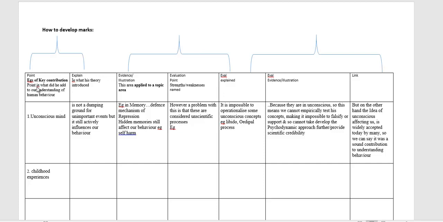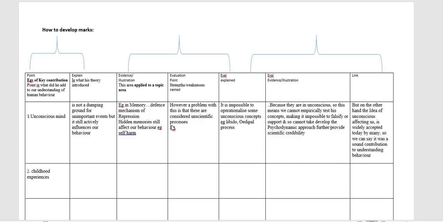Our standard structure is point, explain, evidence, and then we start to give some evaluation, and we're going to explain that evaluation, and develop that evaluation, and then we could add in a link back. If you remember, this is really your level 1, level 2, starting to get into higher in level 2 and getting on to level 3, and here we've got top level 3 and level 4. So we're really trying to expand, and each time we're thinking, so what?